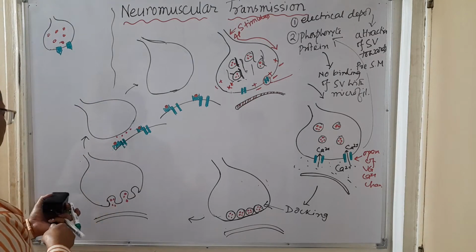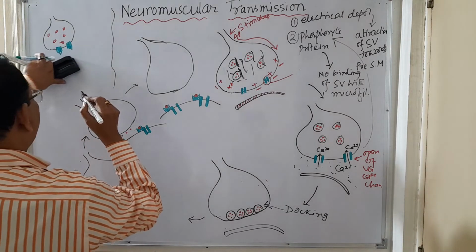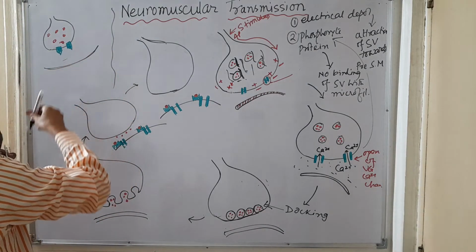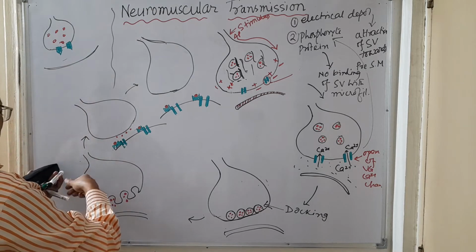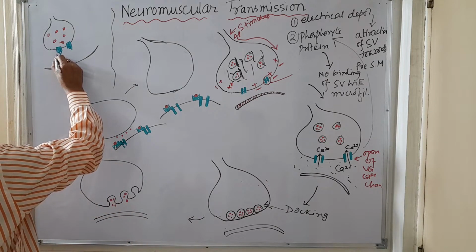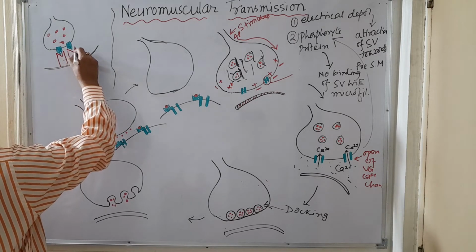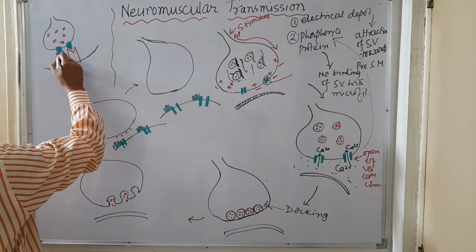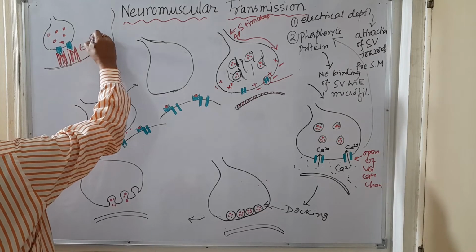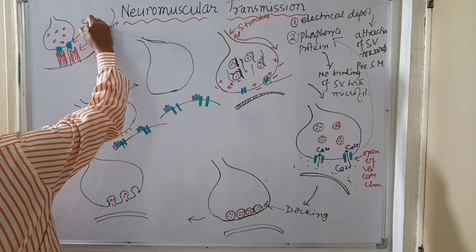And on the presynaptic membrane, this is the presynaptic membrane. In the presynaptic membrane, on the other hand, another type of protein is there which is known as syntaxin. So this is the protein known as syntaxin, and this is the protein which is known as synaptobrevin.